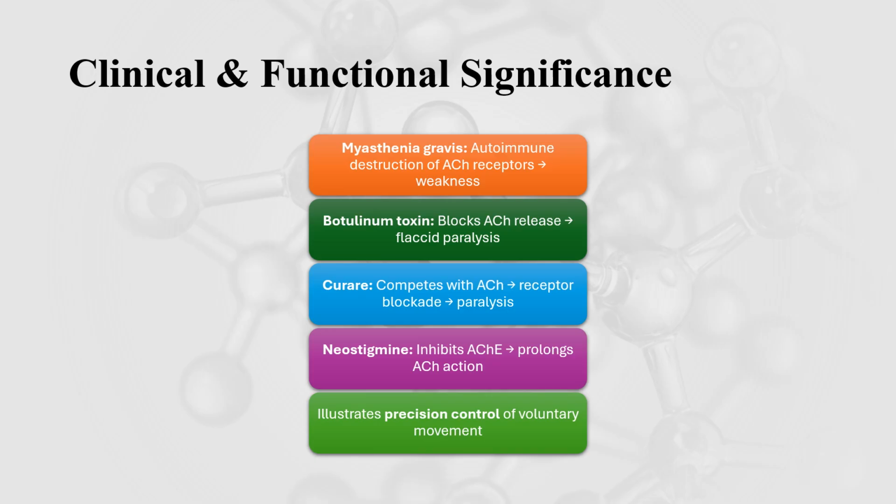Now, when you are asked to discuss the clinical significance of the neuromuscular junction, structure your answer like this. One, state the normal function: rapid, one-to-one transmission between nerve and muscle. Two, classify disturbances by site. Presynaptic: botulinum toxin. Synaptic cleft: acetylcholinesterase inhibitors. Postsynaptic: curare, myasthenia gravis. Explain the mechanism and resulting effects. It can be weakness or paralysis.